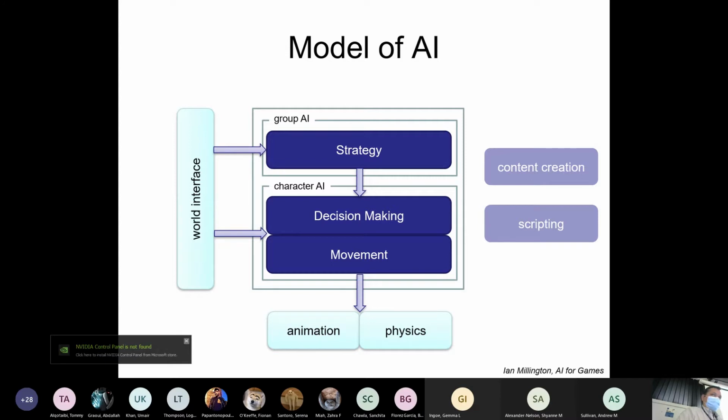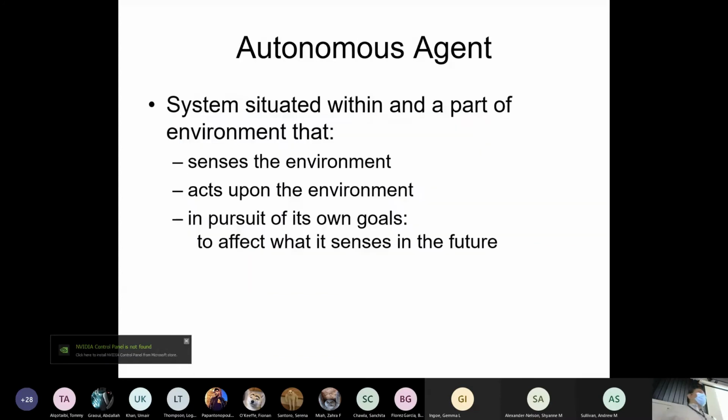And here we arrive at a very important aspect of AI, which is called autonomous agents. What is an autonomous agent? For gamers, for game developers, an autonomous agent is nearly the same thing as an NPC, a non-player character. It's some kind of entity that has onboard AI. But what does it mean that it has onboard AI?